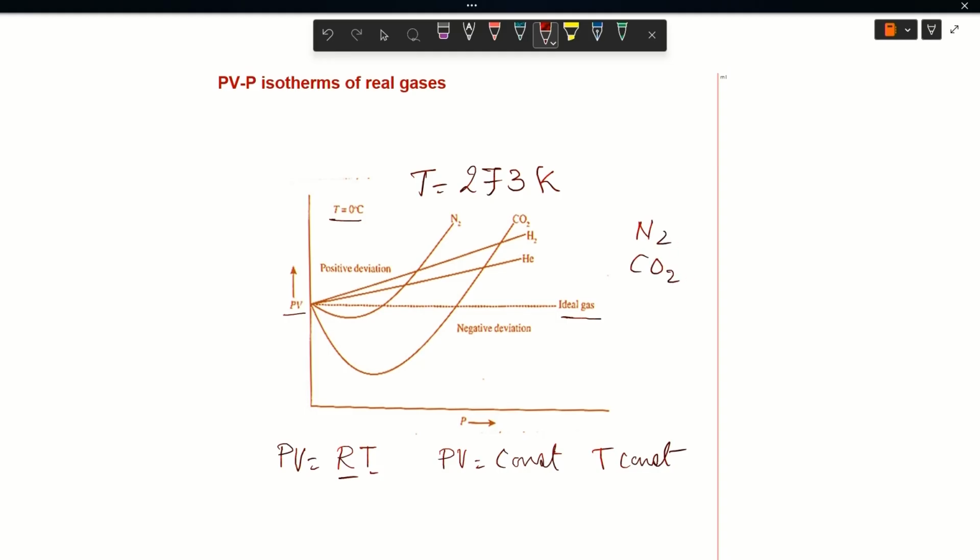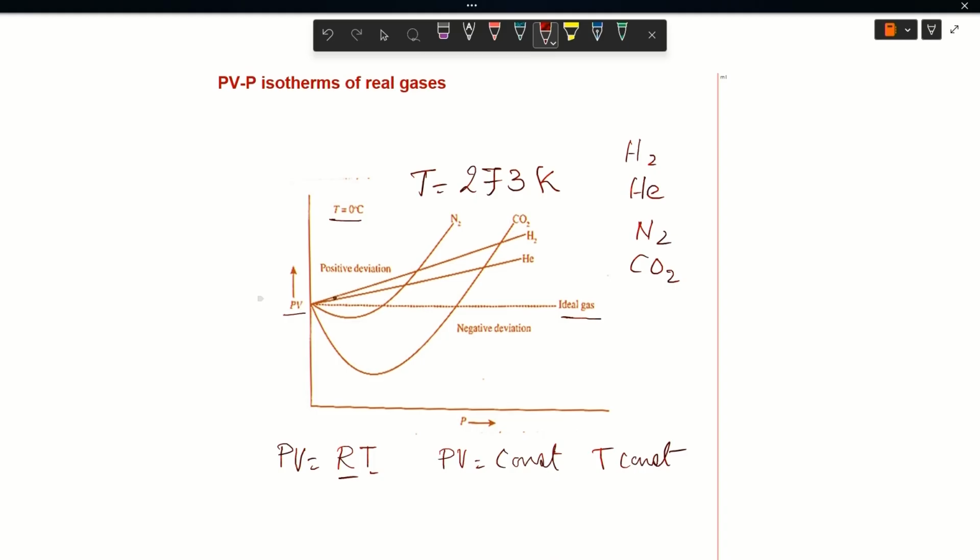Now, these gases, that is nitrogen, carbon dioxide and the other two gases, hydrogen and helium, none of these remain constant. You can see that as pressure changes, there is a change in the value of P into V. In the first two cases, that is hydrogen and helium, as the pressure increases, you can see there is a constant increase in the product of PV. For helium also the same is the case.